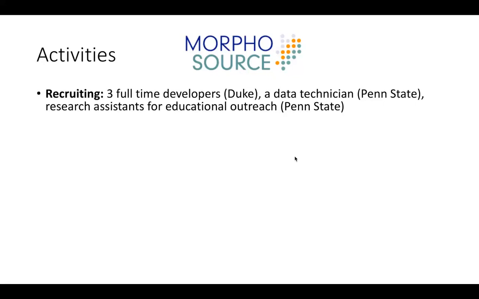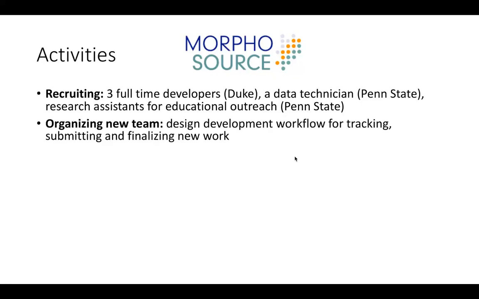We've spent some time recruiting, as one does. We now are staffed with 3 full-time developers at Duke, a data technician at Penn State, and research assistants for educational outreach at Penn State. We've been spending time organizing our new team, in particular the development team. We've designed our development workflow for tracking, submitting, and finalizing new work on the site, including use of JIRA and organizing our sprint schedule.